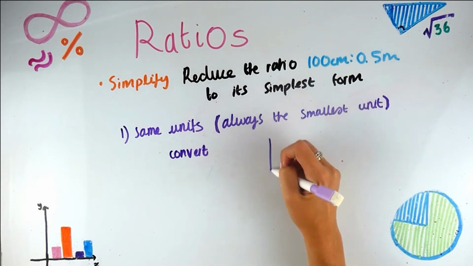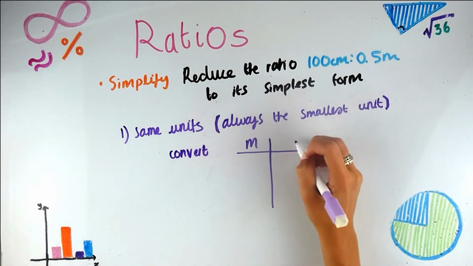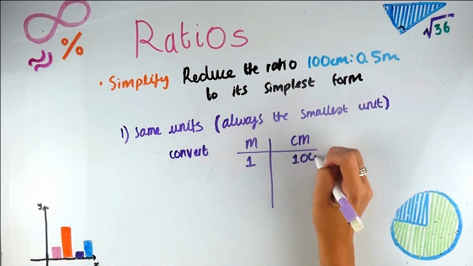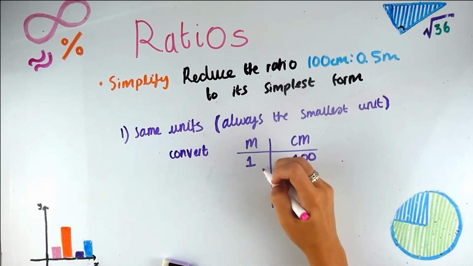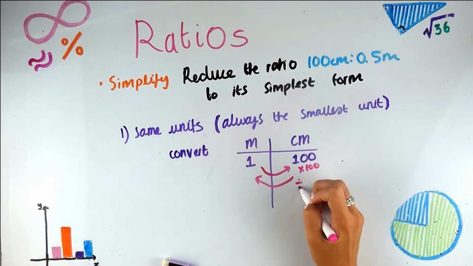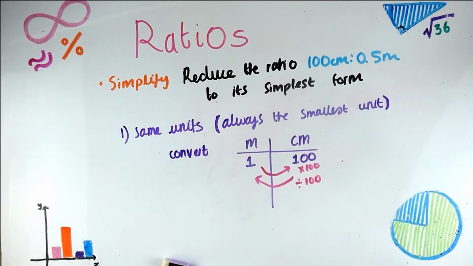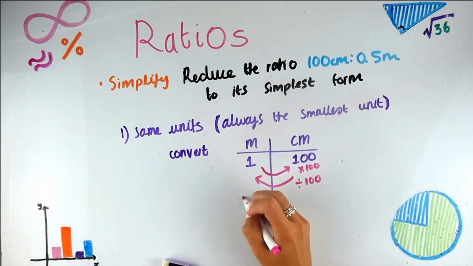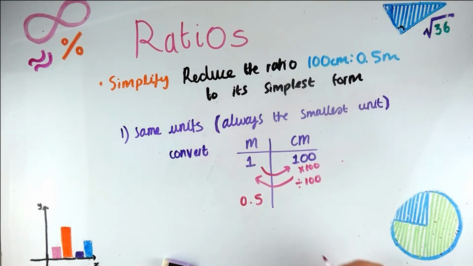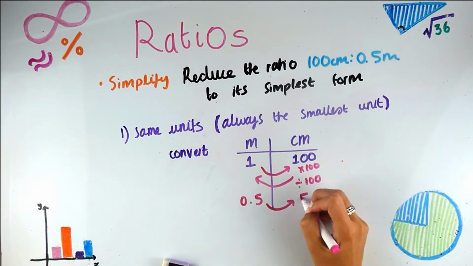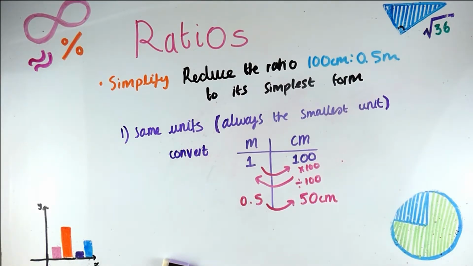If we follow the column method that I like, I have metres over here and centimetres over here. In 1 metre, I have 100 centimetres. So to go from 1 to 100, I've multiplied by 100. But if I want to go back this way, I do the inverse, the opposite, so I divide by 100. I want to go from metres to centimetres because I want to change this one into the smaller unit. So if I've got 0.5 here, what I do to get to centimetres is I follow this arrow, so I times by 100, so that's going to give me 50 centimetres.